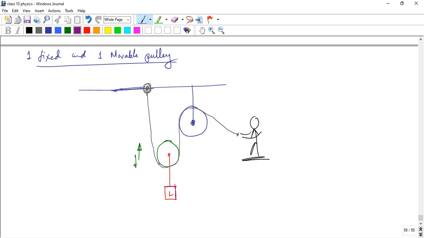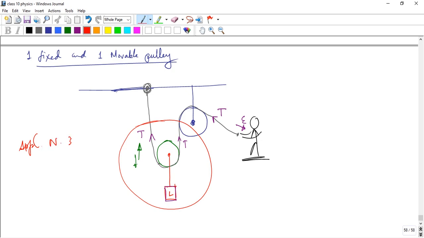If the load goes downward, there is a tension T upward. Here also a tension T. If effort is applied in that direction, here also a tension T, in that direction tension T. Now we apply Newton's third law in that position. Applying Newton's third law, we get the load goes downward and 2 tensions go upward, so load equals 2T.